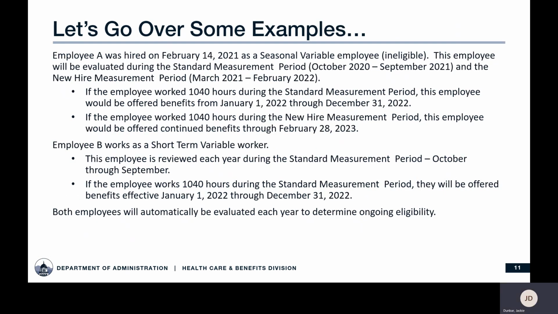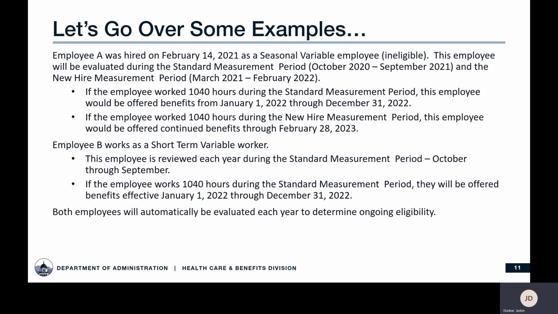Let's go over some examples. Employee A was hired on February 14th, 2021 as a seasonal variable employee, which is ineligible. This employee will be evaluated during the standard measurement period from October 2020 through September 2021 and the new hire measurement period from March 2021 through February 2022.